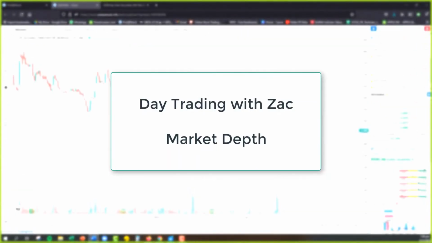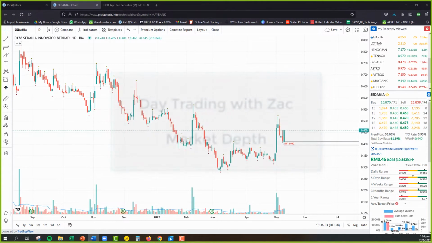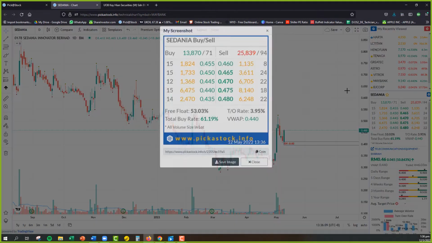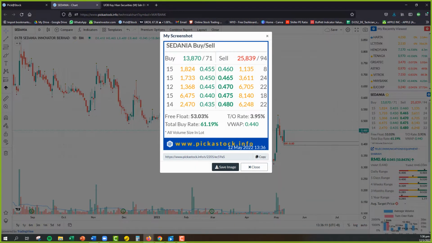Today we are going to talk about market depths. What do you need to know about market depths? This, ladies and gentlemen, is the market depths. On the left-hand side, there is a buy column, and on the right-hand side, there is a sell column. This picture here is basically what we call a market depth.